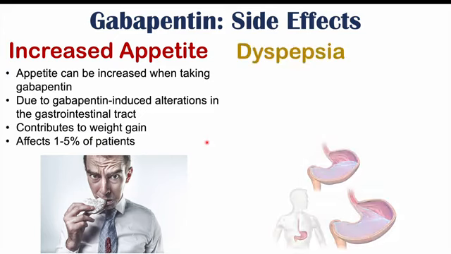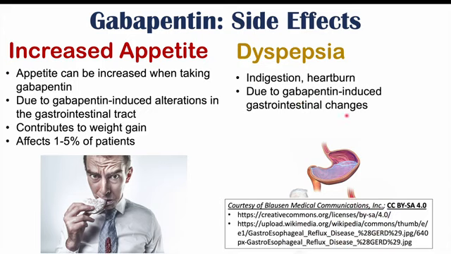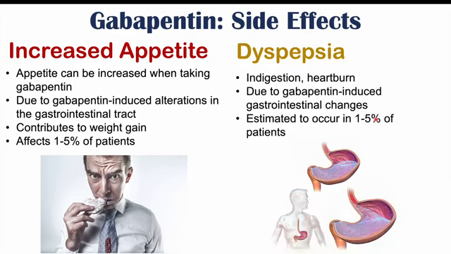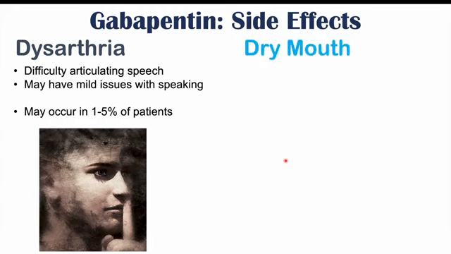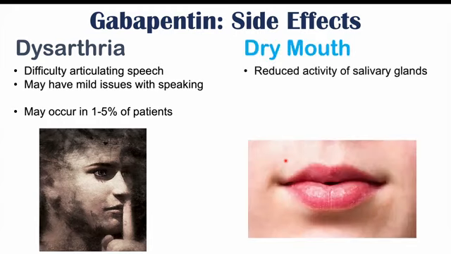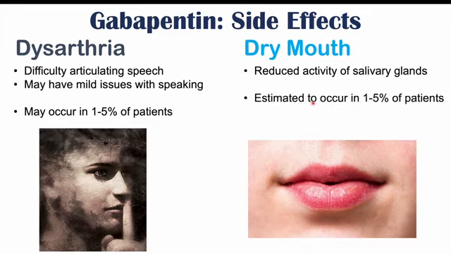Dyspepsia is something else that can occur. So dyspepsia is indigestion or heartburn. This is due to gabapentin-induced gastrointestinal changes again, and it's estimated to occur in 1 to 5% of patients. We can also see some other possible issues in certain gabapentin users, and some of these include dysarthria. So dysarthria is difficulty articulating speech. So they may have some mild issues with speaking, and this can occur in approximately 1 to 5% of patients. We can also see issues with dry mouth as well. So reduced activity of salivary glands can occur, and this can lead to dry mouth, and this can occur in, again, 1 to 5% of patients.